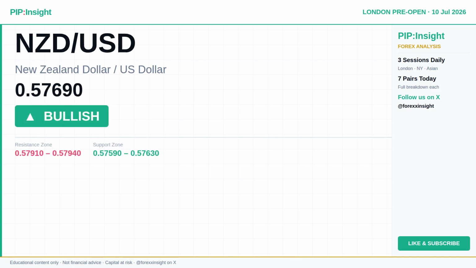Kiwi dollar. The chart is showing bullish structure on this session. The 4-hour trend is to the upside and the 1 hour is also pointing higher. Resistance is marked between 0.5791 and 0.5794. Support is marked between 0.5759 and 0.5763. Here is the full chart breakdown.